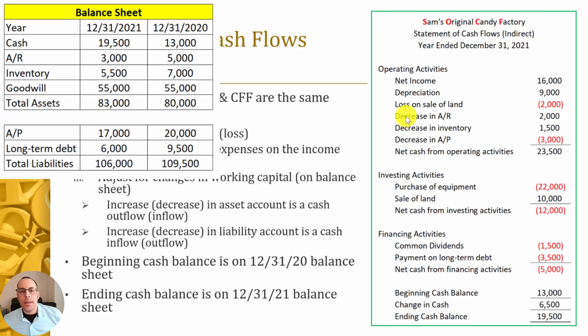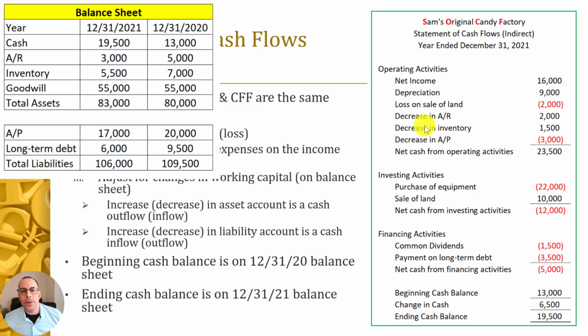Now we have to adjust for changes in working capital. You need the balance sheet to figure this out. We have to adjust for all non-cash current assets and all current liabilities. Accounts receivable went down. It went from $5,000 to $3,000. When an asset goes down, cash goes up. So we add $2,000 to the operating section. Inventory went down $1,500, so cash goes up $1,500. And if an asset increases, then it's a negative on the operating section.